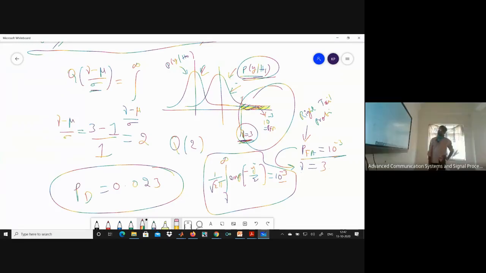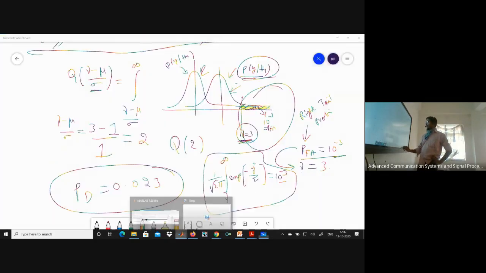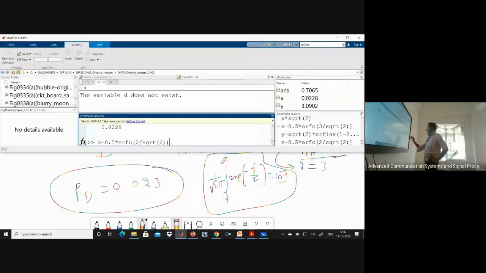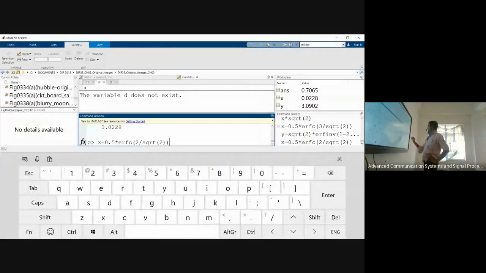Okay, sir. So the same thing you can obtain using the MATLAB command that was given over here. So the MATLAB command will be, if I am not wrong, yeah, this one. Inverse error function of 1 minus 2x in square root of 2. So if you have a little bit mathematical analysis, you will be getting this value. So for that matter, this will be giving you the value of 3.09.